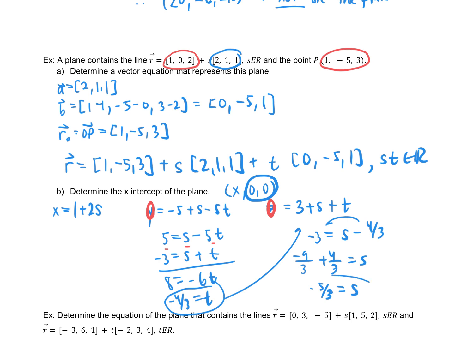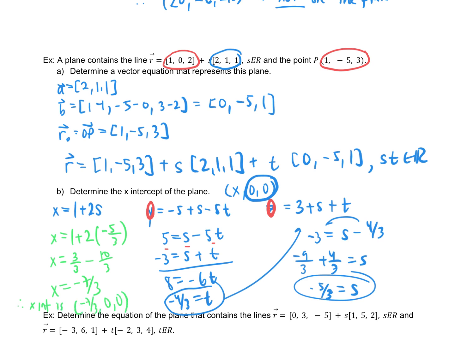So these s and t values we just got are the parameters that will make both y and z equal to 0, which we need for an x-intercept. And now I can use this information to actually get the x value. So 1 plus 2 times negative 5 over 3. That's going to be, get a common denominator, 3 over 3 minus 10 over 3, which is negative 7 over 3. So therefore, the x-intercept is negative 7 over 3, 0, and 0.